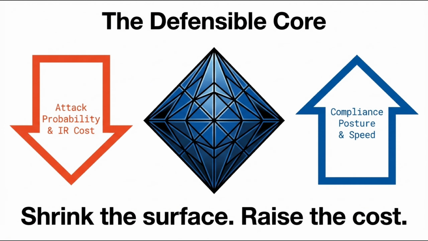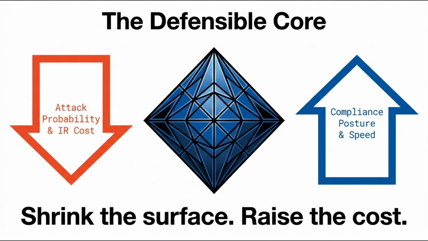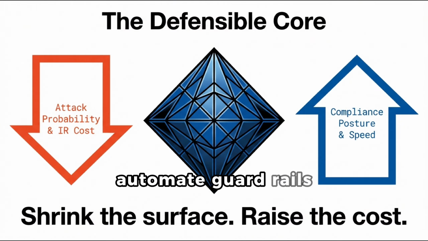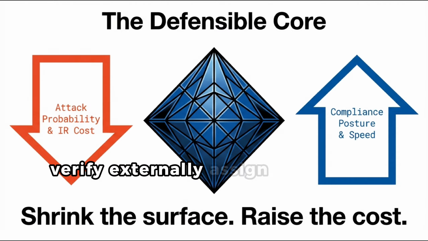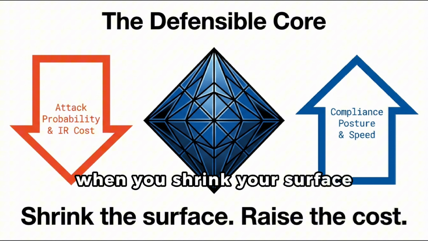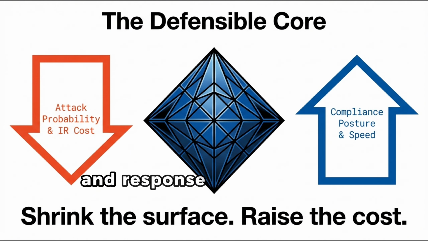To wrap up, surface reduction is continuous, not a one-time project. Eliminate what you can, protect what you must keep, and contain the rest. Automate guardrails, verify externally, assign ownership, and measure results. When you shrink your surface, you reduce the work attackers need to do, and you make your detection and response more effective.